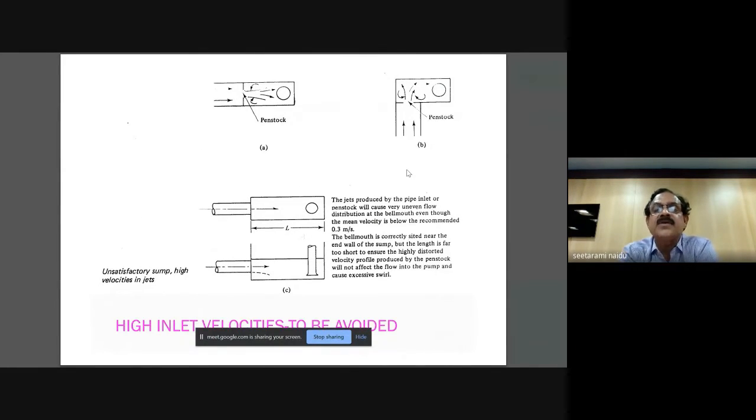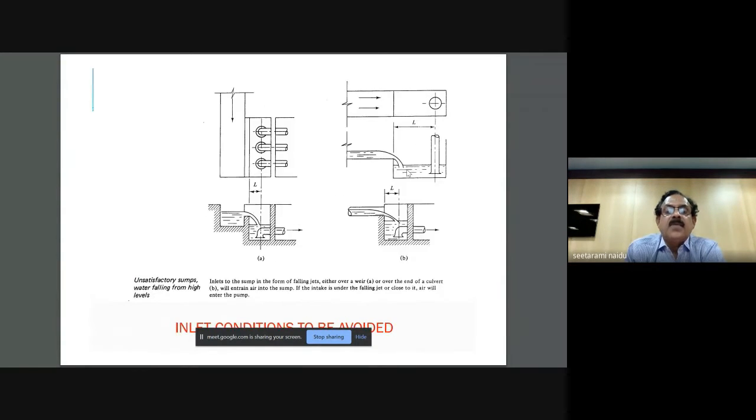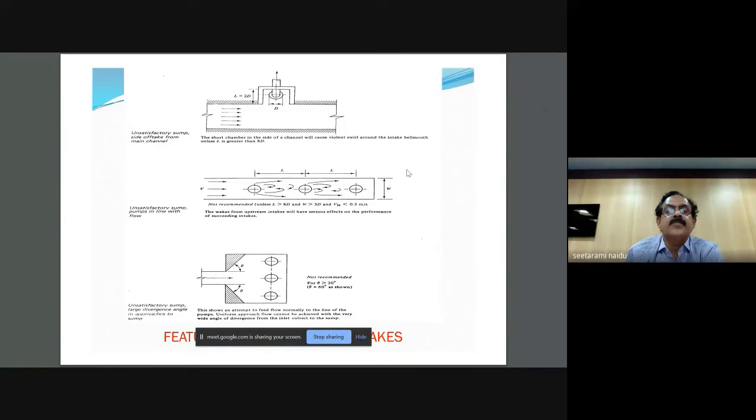High inlet velocity, I said it can be 0.3 meter per second, but higher is going to cause problems in pump operation. Pouring water into the sump like this is never recommended, because there will always be bubbling air content in the water. This kind of arrangement is never used.